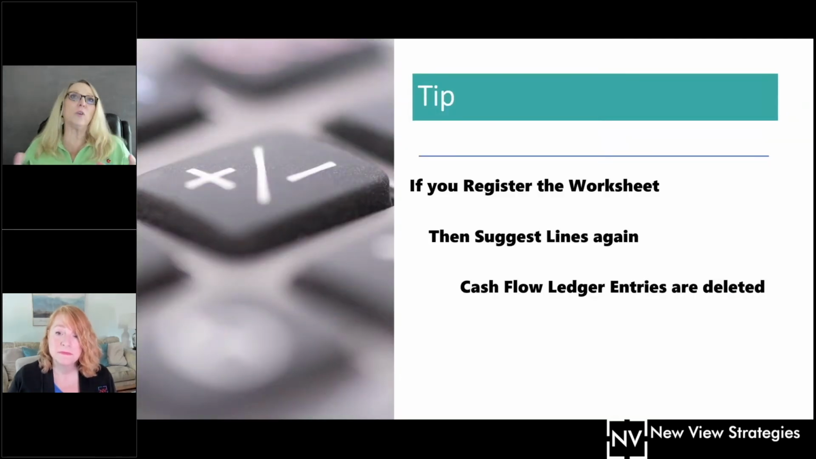If you register the worksheet, which is what we've been talking about here in step 7, and then you go back to the worksheet and you suggest lines again, the cash flow ledger entries are deleted. So though I can't edit them, I can resuggest them, make changes there, and then re-register. And that process I can do over and over and over. So though it could be a little repetitive if I'm changing a lot of numbers, it's still flexible enough to allow me to do it.